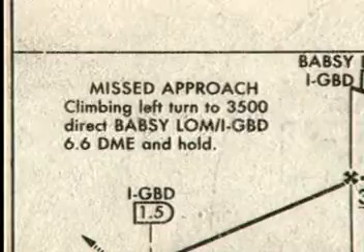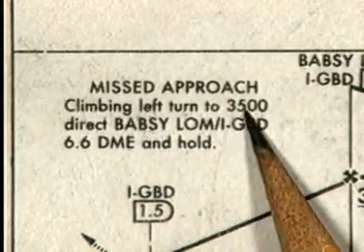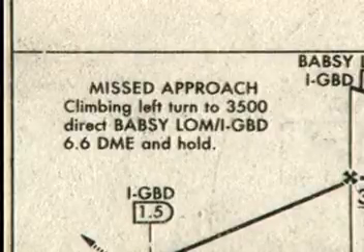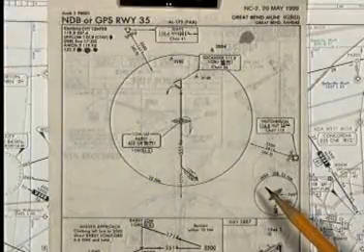And finally, which way do I go on a missed approach? Well, in this case, I'll make a climbing left turn back to Babsy and go back to 3,500. And even with this good approach self-briefing, I'll still make sure I keep this chart handy. There's no way I can remember all this stuff.